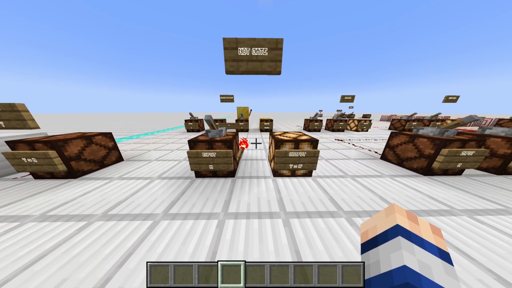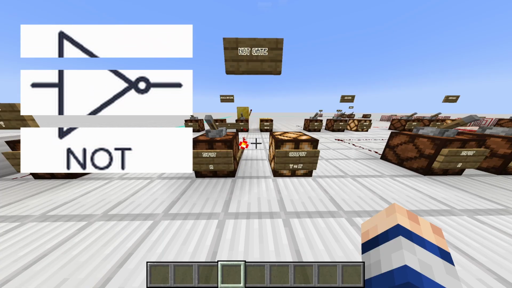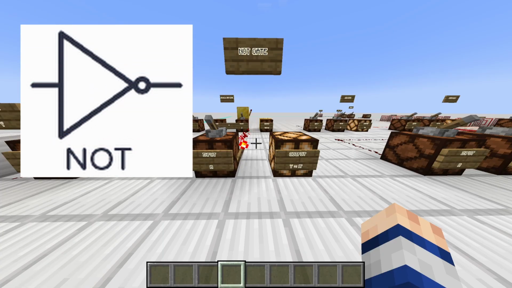Now gates are defined as having at least one input and changing that input in some kind of way into a new type of output, and you'll see what I mean in a second. So this is the most basic kind of gate. It's called a NOT gate, and in actual circuit designs, you'll see it like this. It's a triangle with a little circle on the end. The flat end of the triangle is the input side, and the side with the circle on the end is the output side.